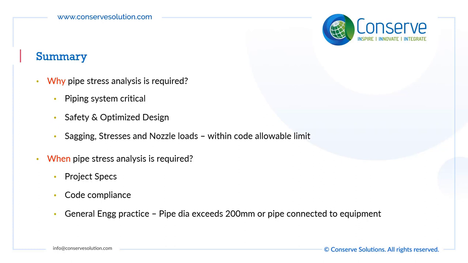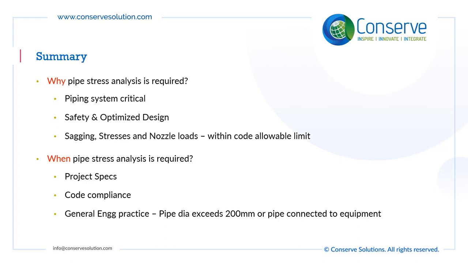We started the discussion with why stress analysis is required in piping systems. Stress analysis is required in piping systems to ensure safe and optimized design. The objective of stress analysis is, number one, to ensure the sagging is within the code allowable limit. Number two, the stresses induced in the piping system are within the code allowable limit. And number three, the nozzle loads are within the code allowable limit.